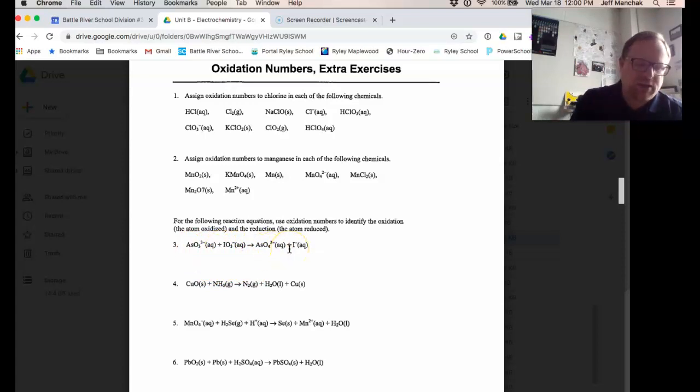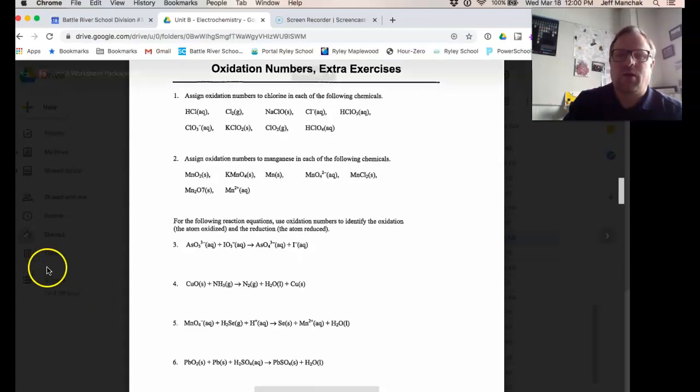Remember, oxidation means loss of electrons. So you're losing electrons, meaning you're getting more positive. Reduction means gain of electrons, so you're gaining electrons and getting more negative. So if your oxidation number becomes more negative, you're being reduced. If your oxidation number becomes more positive, you're being oxidized.